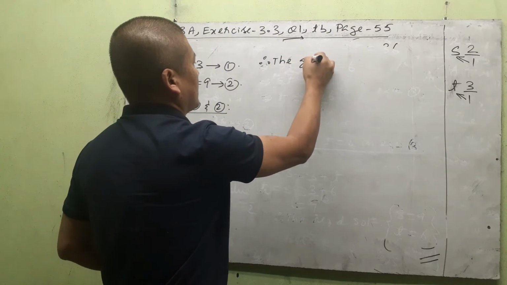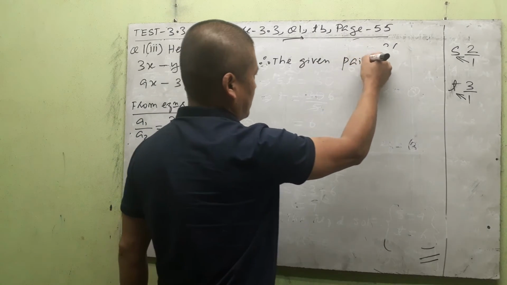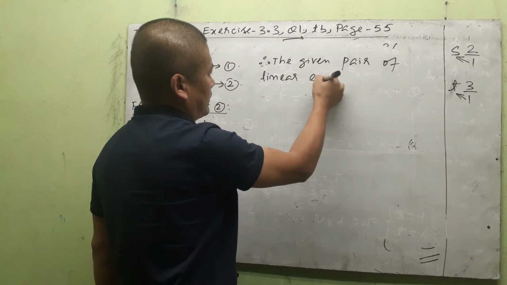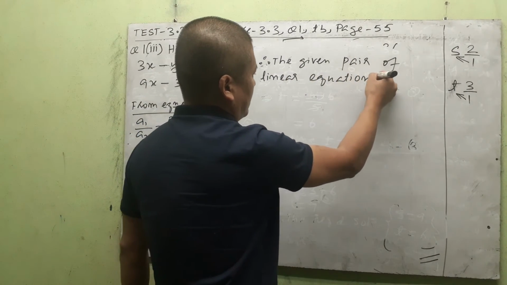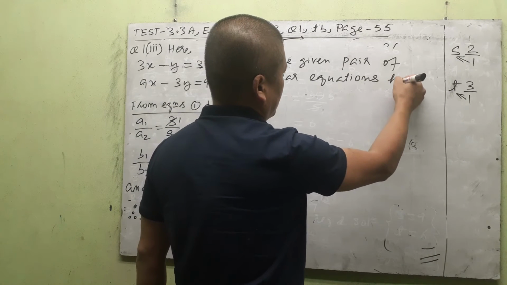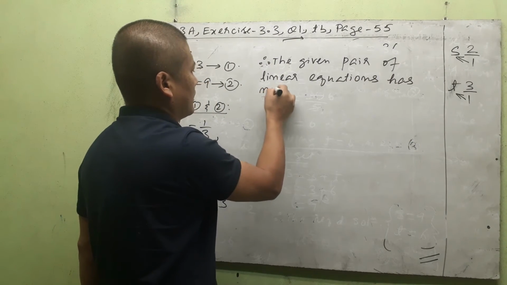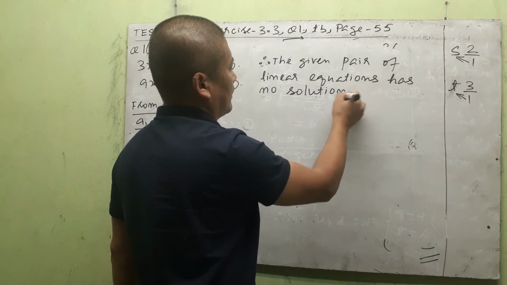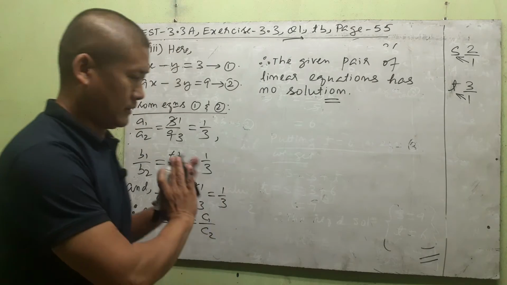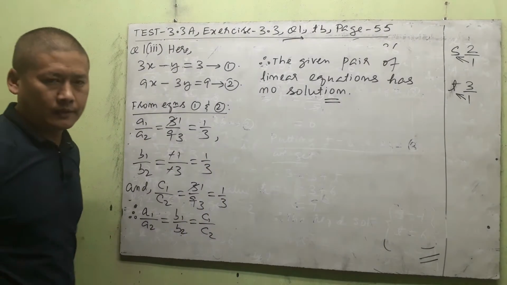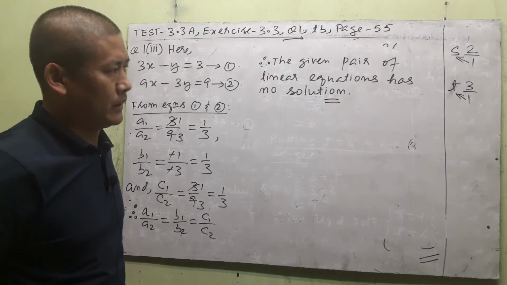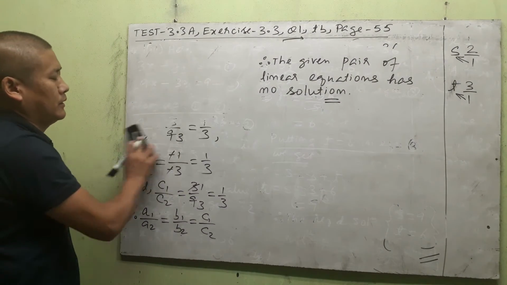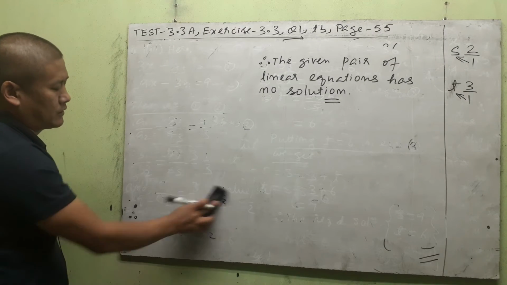the given pair of linear equations has no solution, means there is no common value of x and y. So we cannot solve it. So we just leave it like that, and we need not solve that because we cannot solve that by algebraic method. Algebraic method means substitution method here, and the 2 more methods that are going to come later.